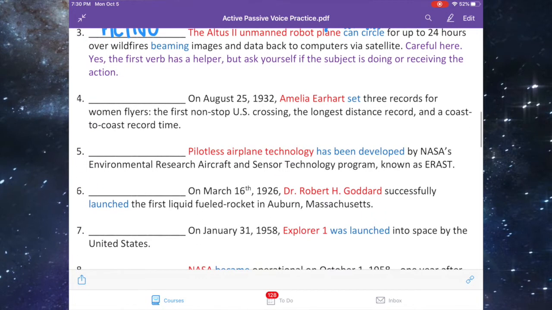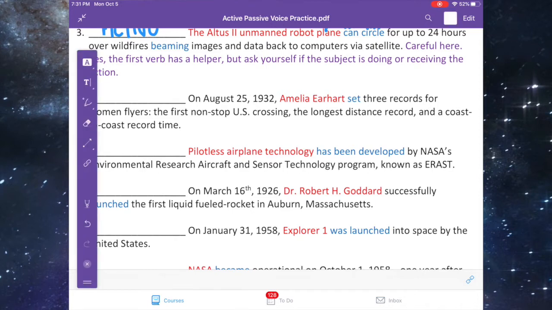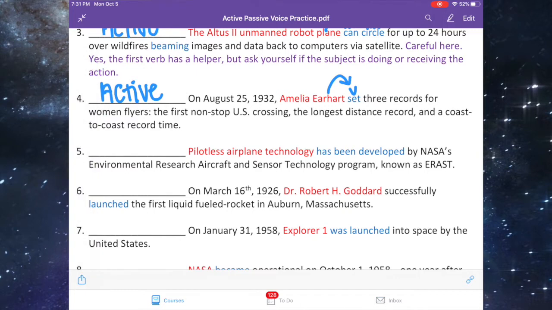Number four. On August 25th, 1932, Amelia Earhart set three records for women flyers. The first nonstop US crossing, the longest distance record, and a coast-to-coast record time. Here, our subject is Amelia Earhart, and our verb is set. We only have one verb here, so it cannot be passive voice because passive voice always has a helping verb and main verb combo. Here, the subject, Amelia Earhart, is doing the record setting. She's doing the action. So this is an example of an active voice sentence.